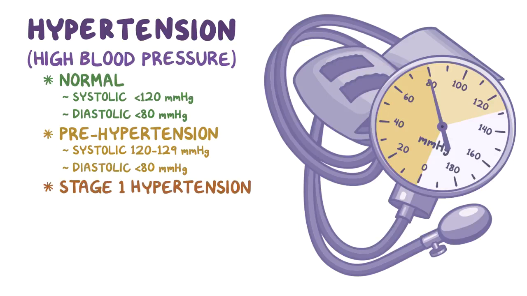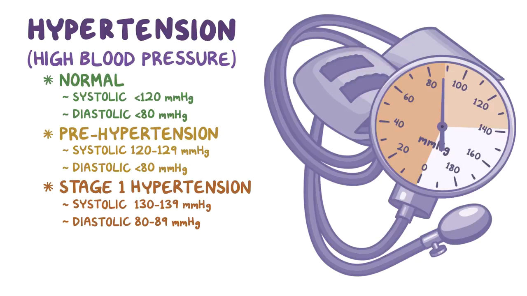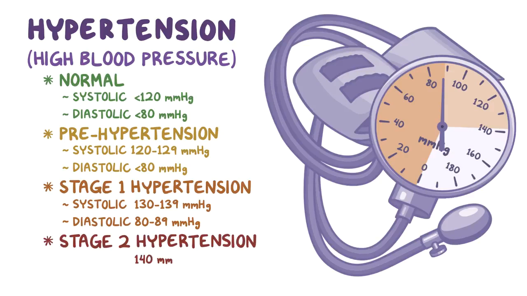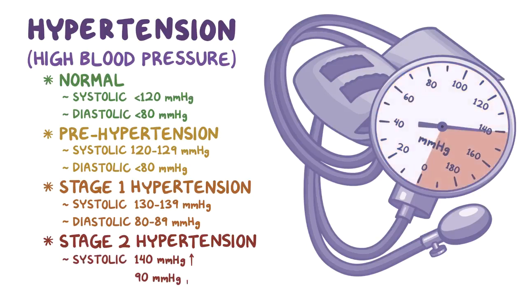Stage 1 hypertension is between 130 and 139 millimeters of mercury on the systolic side, and between 80 and 89 millimeters of mercury on the diastolic side. Stage 2 hypertension is defined as anything that is 140 millimeters of mercury or higher on the systolic side, and 90 millimeters of mercury or higher on the diastolic side.